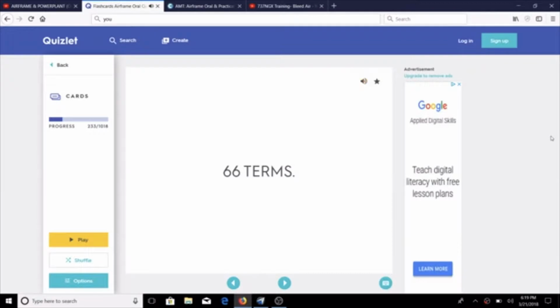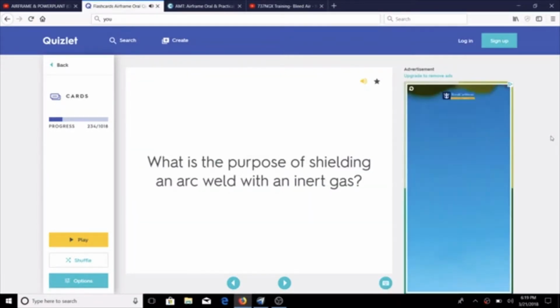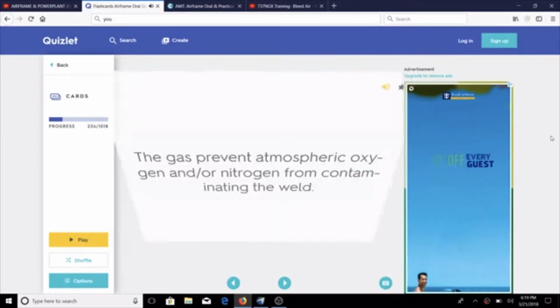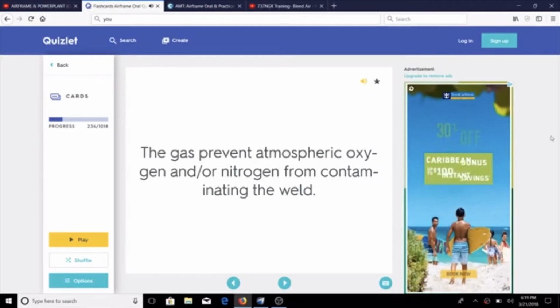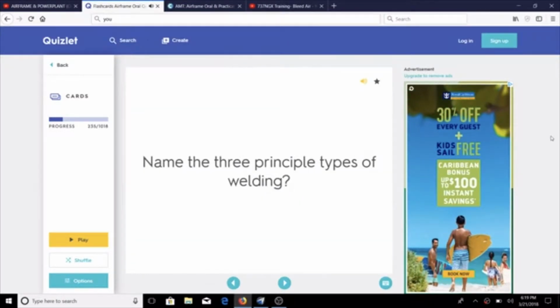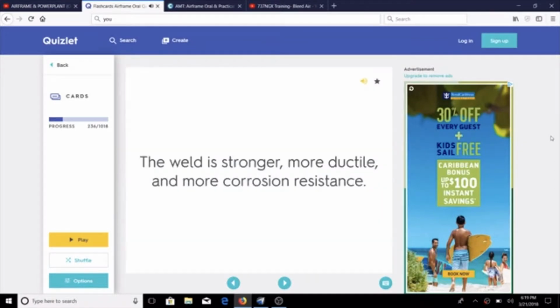66 terms. What is the purpose of shielding an arc weld with an inert gas? The gas prevents atmospheric oxygen and/or nitrogen from contaminating the weld. Name the 3 principal types of welding. What are some advantages when using gas-shielded arc welding? The weld is stronger, more ductile, and more corrosion resistant.